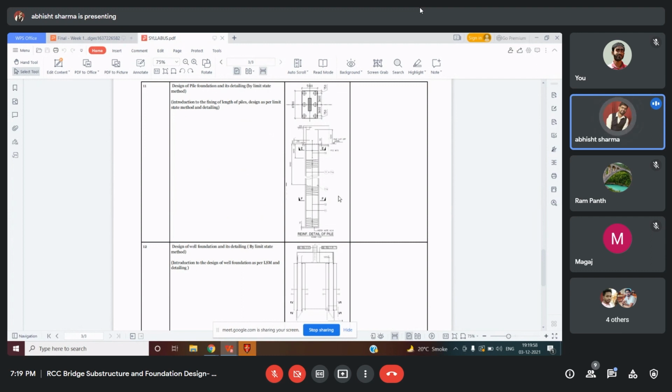Once we are done with the design, we will do the detailing part. Then the 12th chapter is almost the same, but in this one we will talk more about the design of the well foundation and then its detailing.